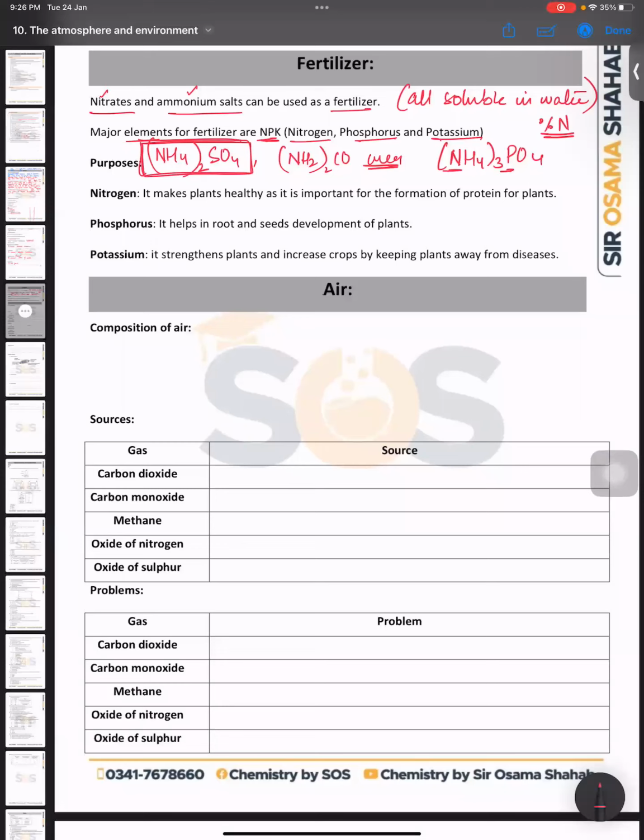What we need to do, it is 14 into 2. We have 2 nitrogens over here, and the total MR of this substance is 132, and then into 100. So it will give you the percentage of nitrogen in this substance. So in this type of question, they can ask for the percentage of different elements, right?